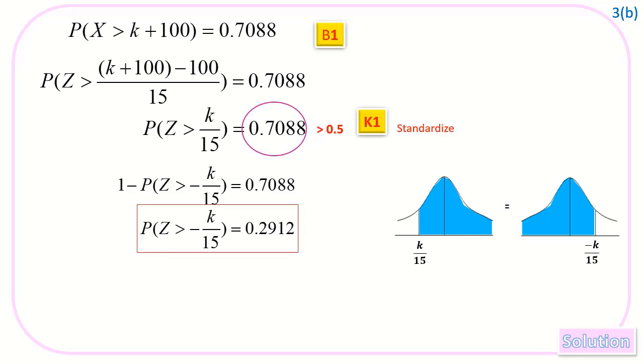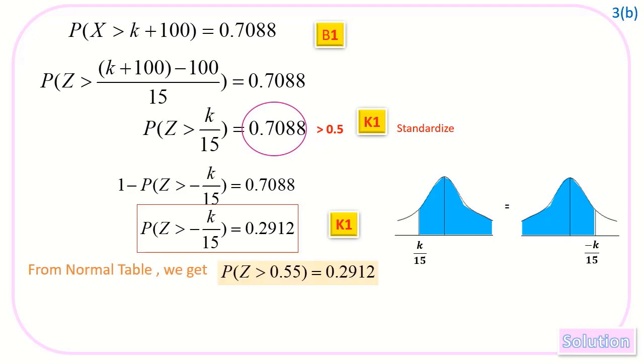We rearrange and simplify until we get this, so we give it a K1 here, and then we read from the table. We have Z greater than 0.55 equivalent to 0.2912, so we make the comparison and we get the value of k equal to minus 8. So we give you the K1 for reading the tables and the J1 for the final answer of k.